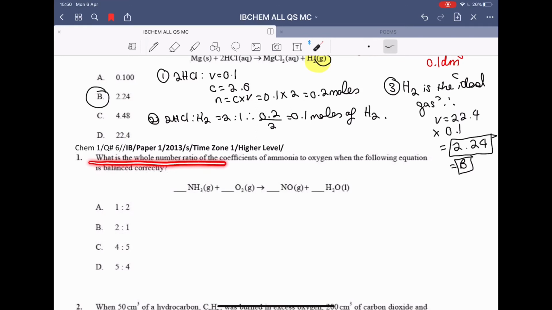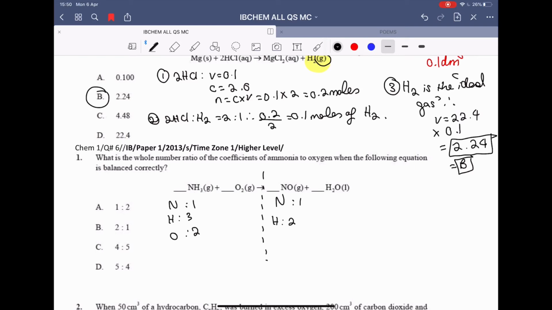What is the whole number ratio of the coefficients of ammonia to oxygen when the following equation is balanced correctly? I'm highlighting that's the equation that we need to actually balance. Very similar to the coefficients question we did earlier. Just balance it. It's pretty much just that. So on the left, we can see that there is one N. There are 3 H's. There is 2O. On the right, there is one N, two H's, and there are two O's on the right as well.